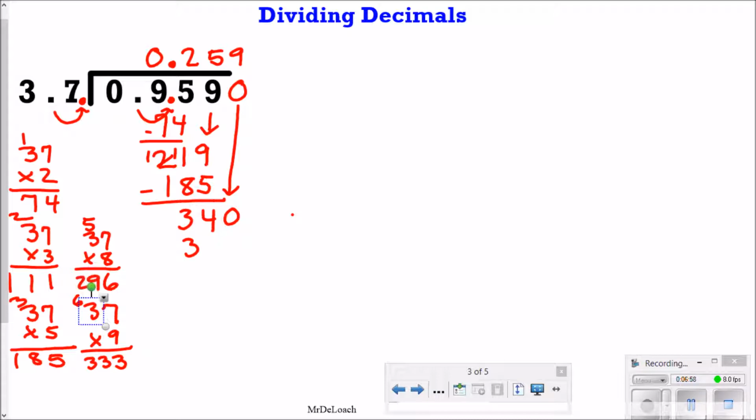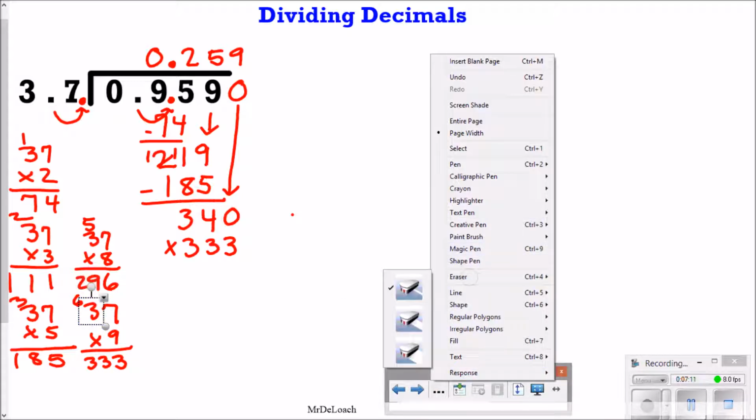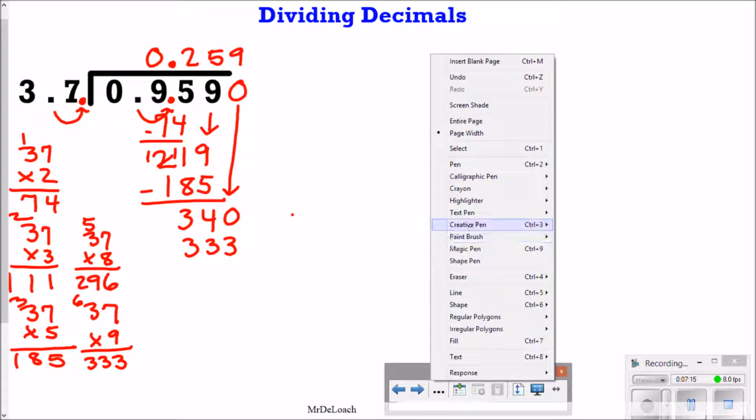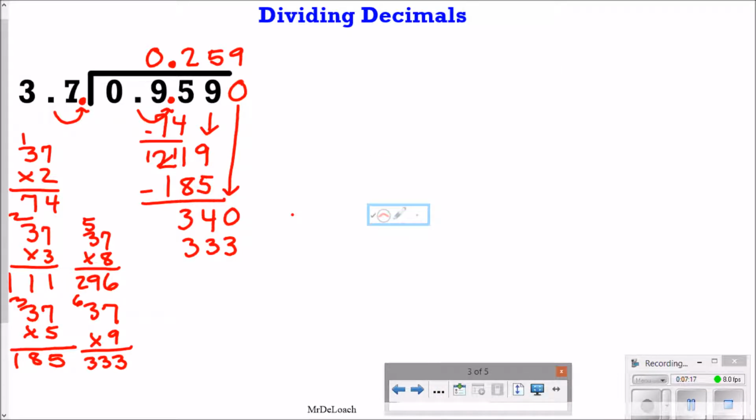So 37 goes into 349 times. 37 times 9 is 333. Excuse my mistakes here, trying to go too fast. Slow down just a little bit here. So we're going to subtract 333 from 340, and we end up with 7.